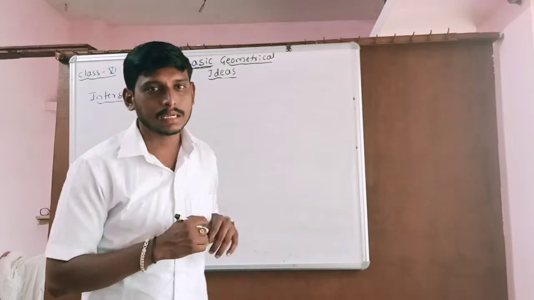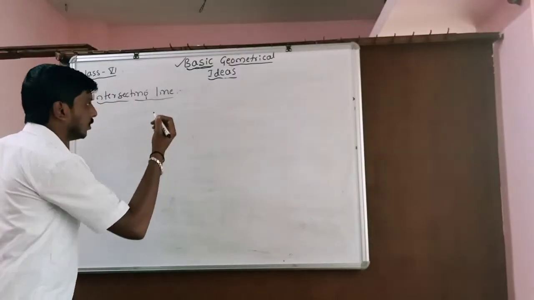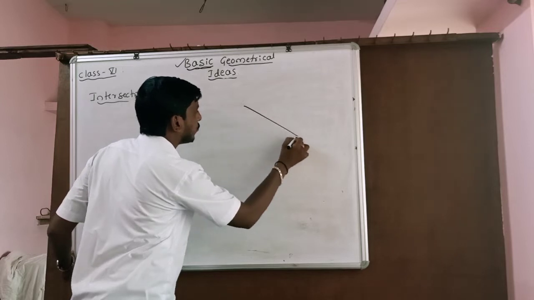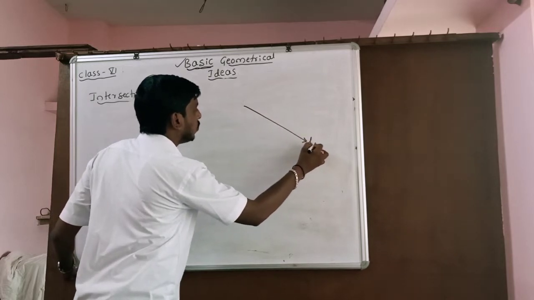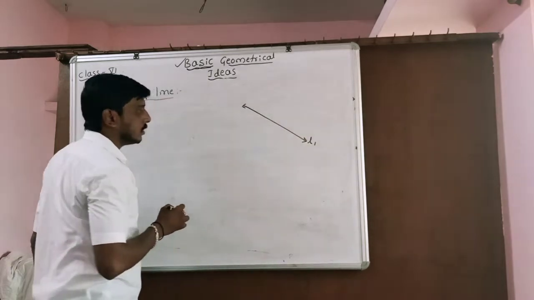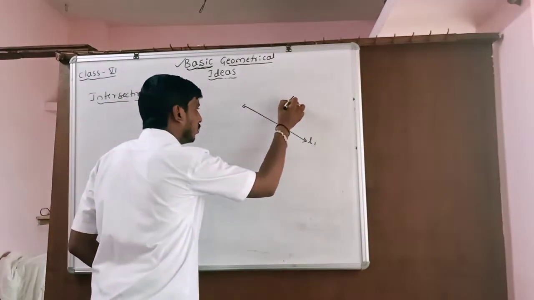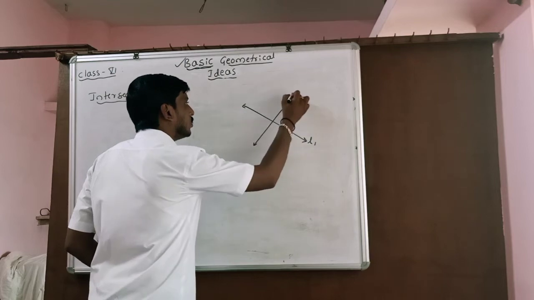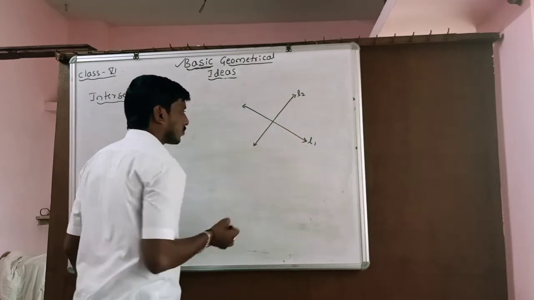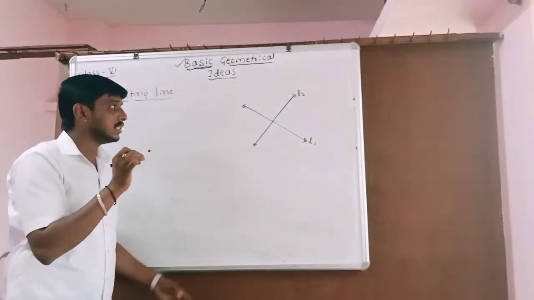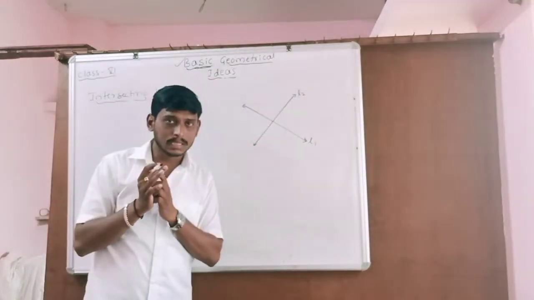What do you mean by intersecting lines? First I will draw the lines. This is one line, L1, which means first line. And one more line I will draw. This is L2. What do you mean by intersecting lines? No need to memorize the definition, just try to understand what intersecting means.